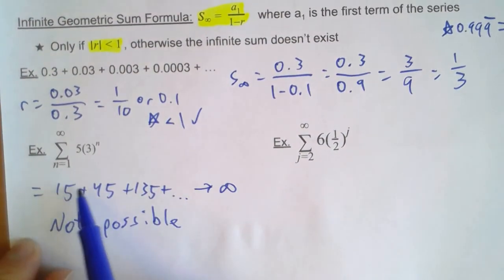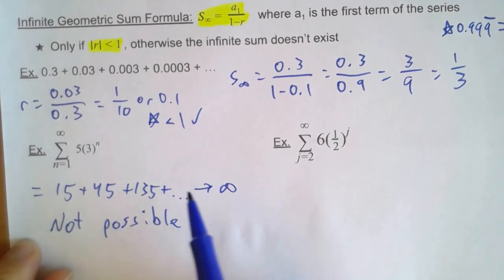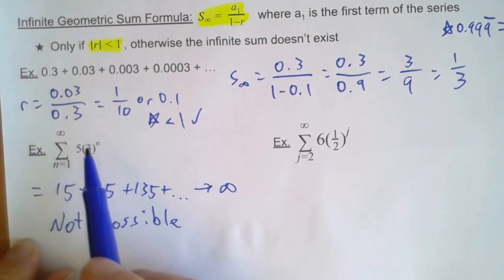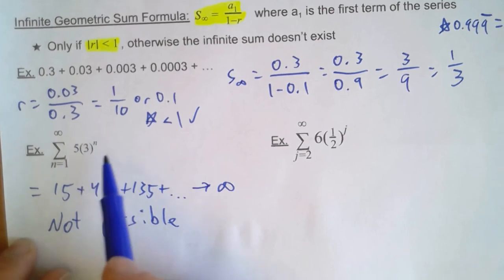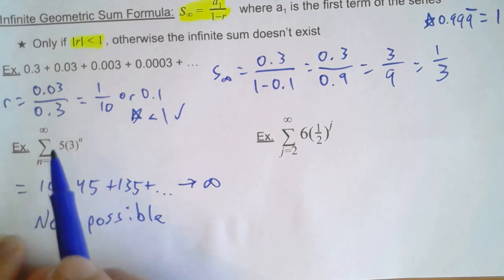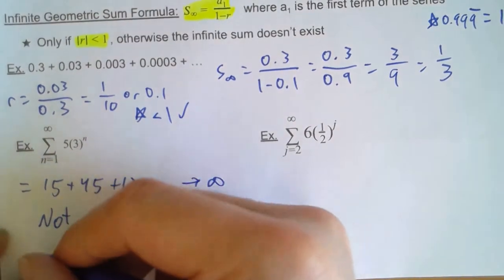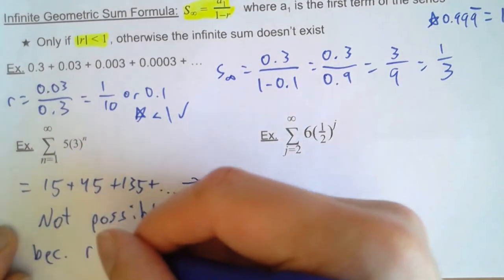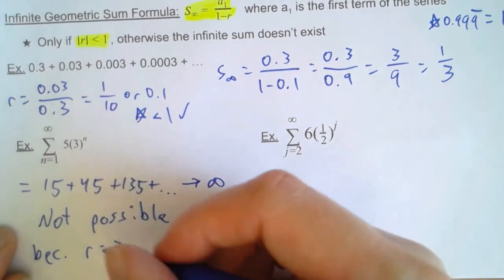Well, if you take a look at this, our common multiplier, common ratio, is 3. You're multiplying by 3 every time. You can see in this formula right here, exponents mean multiplying over and over again. So you're doing times 3 times 3 times 3 over and over again. Your r is 3. Well, 3 is bigger than 1.